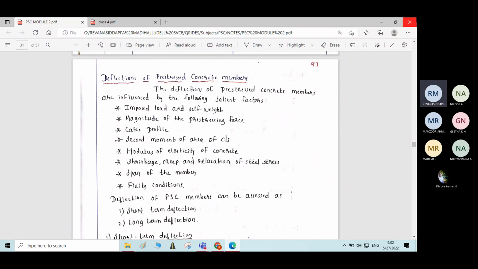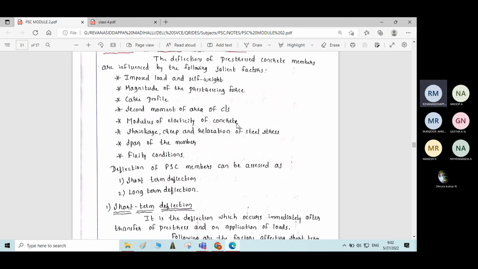Mainly, the deflection of a pre-stressed concrete beam depends on several factors. I have listed out all the factors which influence the deflection of the PSC beam here. You can see imposed load and self-weight. If the imposed load or live load on the beam is higher, then we can expect more deflection. And even the self-weight: if you provide a higher cross section to the beam, the self-weight of the beam increases, which results in higher deflection of the beam.